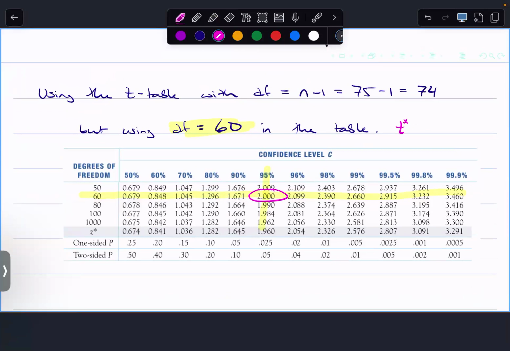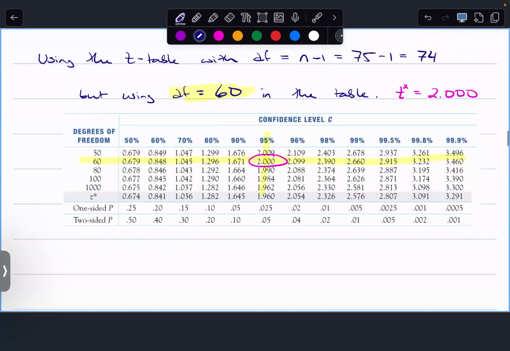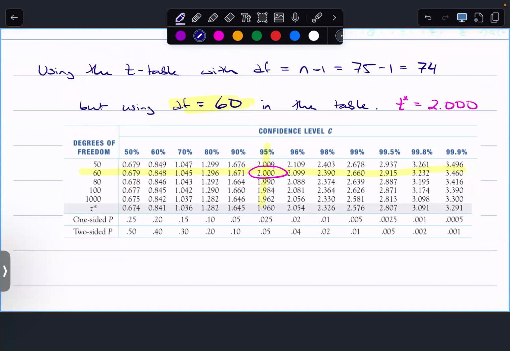T star is 2.000, which we were using 2 as a rough guide. And then we found that, okay, we should probably use 1.96 for Z. So this is kind of the rare instance where we actually do use 2. So now I have my T star and I'm ready to say X bar plus minus T star.